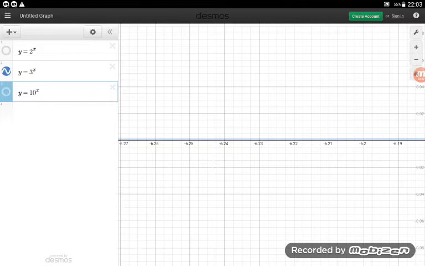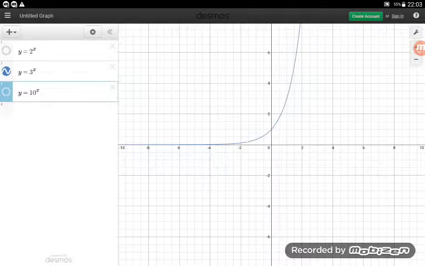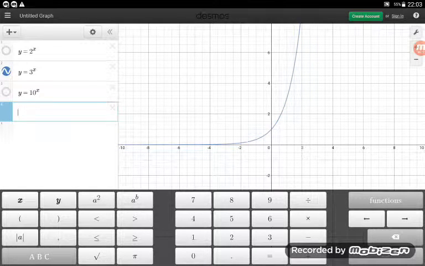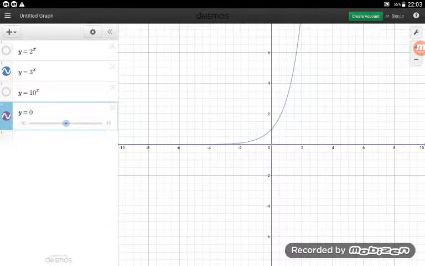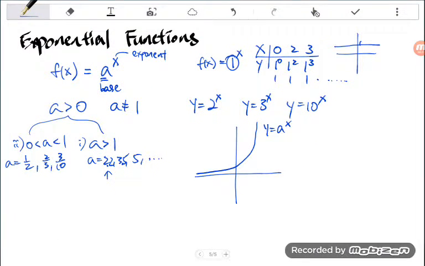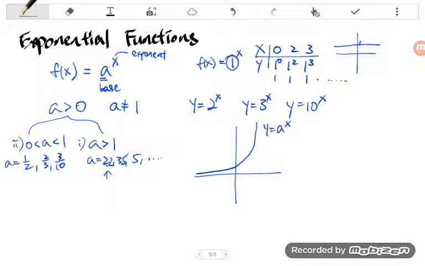Okay, so that means we have a horizontal asymptote. And for now it seems like it's at the x-axis, so y is equal to 0 is the equation of my horizontal asymptote. Okay, so let me go back to my sketch. So here, this is what I have. This is the general shape of an exponential curve when your a is greater than 1.